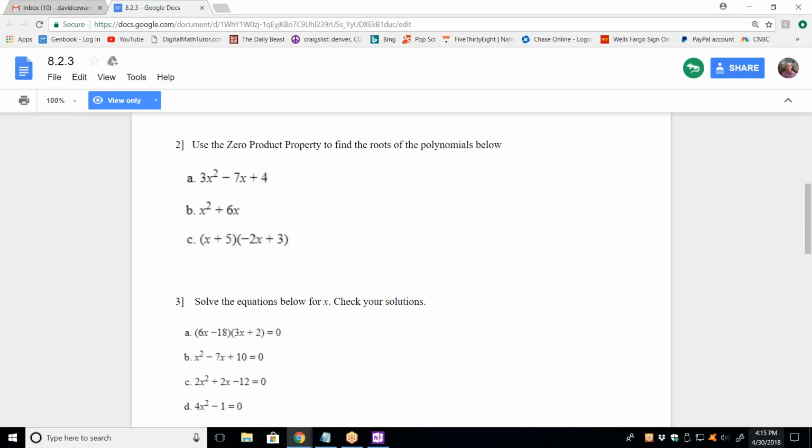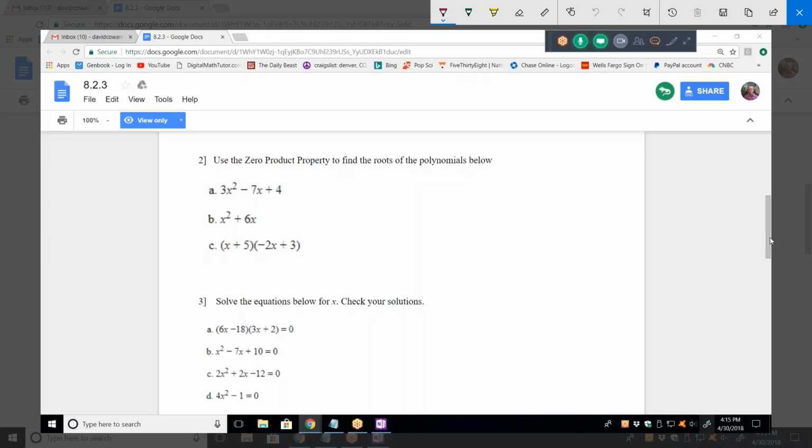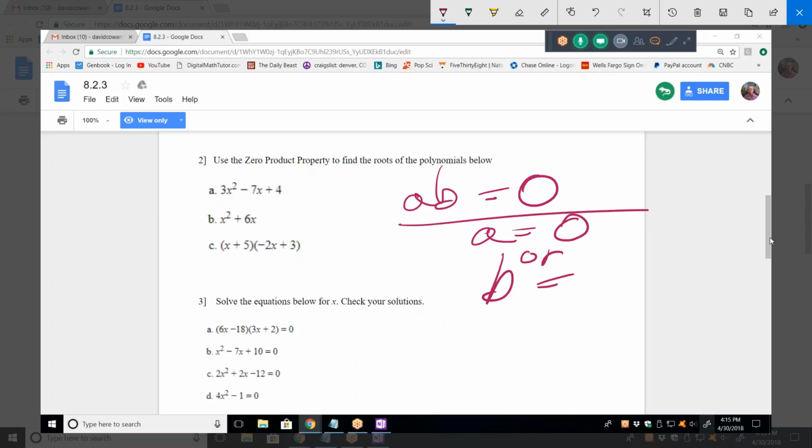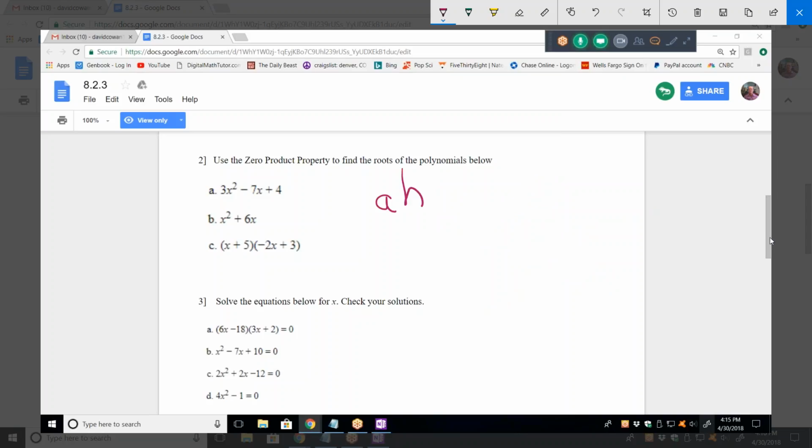When it says use the zero product rule, what it means is if I tell you a times b equals 0, then you can tell me with absolute certainty, either a or b equals 0. You cannot multiply two numbers together and get 0 unless one of them is 0. So that's the zero product rule. That tells you a has to equal 0 or b has to equal 0, and frequently either one can be equal to 0.